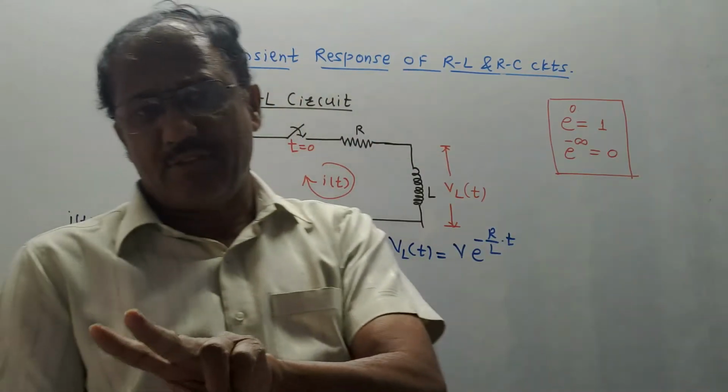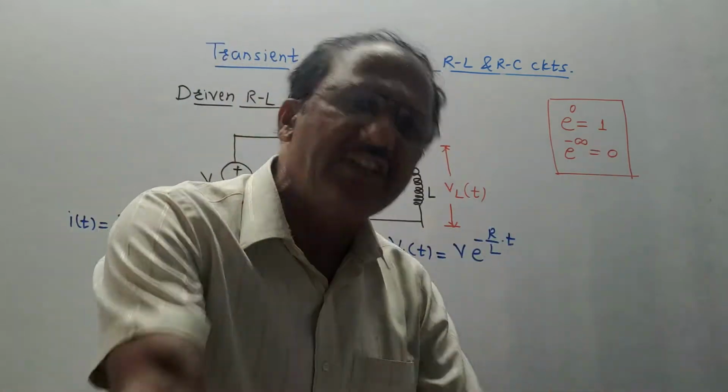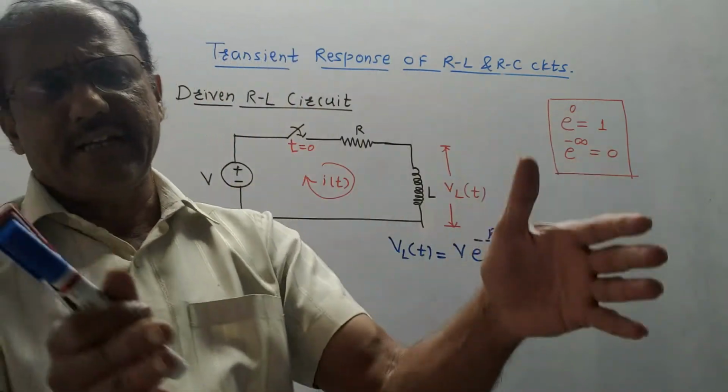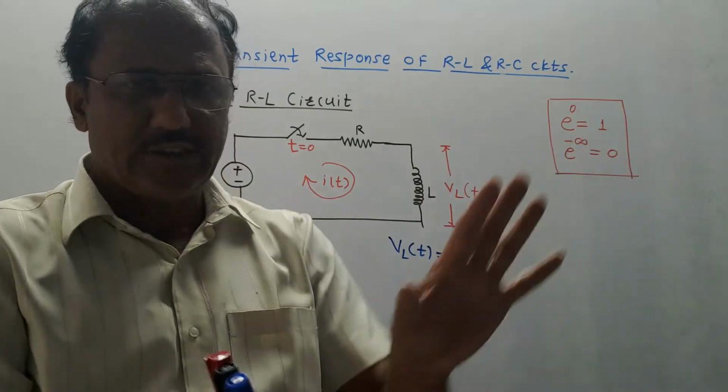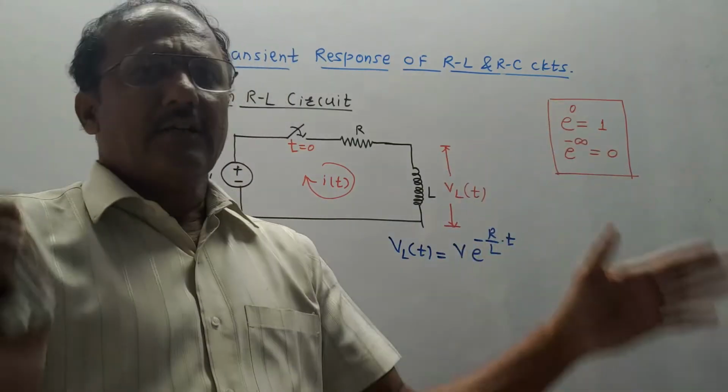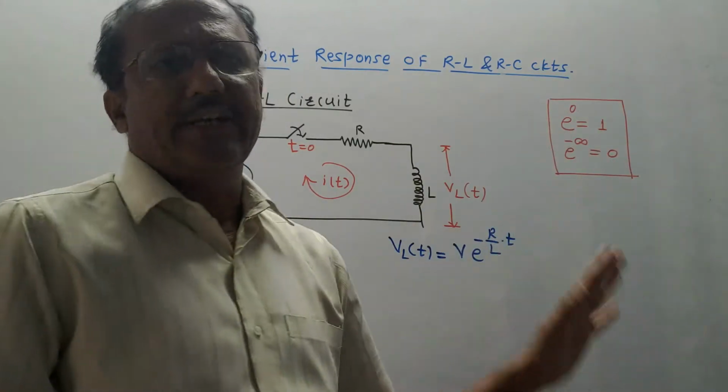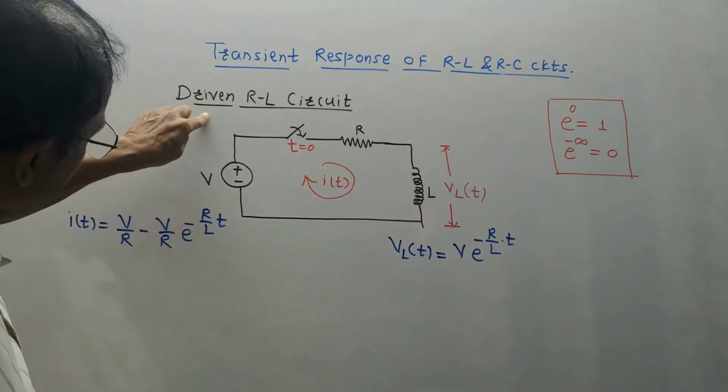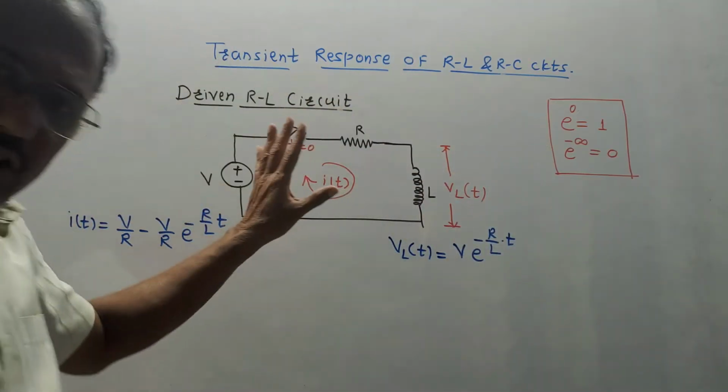Again, there are two types: one is driven and another is undriven. From the name itself, it indicates that driven means some voltage source is connected, and undriven means no voltage source is connected to the circuit. So the first circuit is the driven RL circuit. How to draw the diagram?